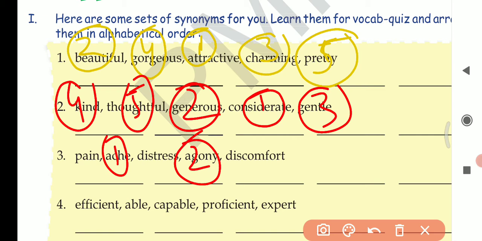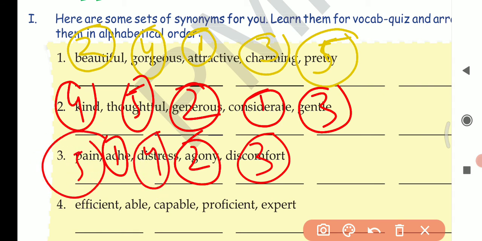Then we'll move to the fourth word. What is the fourth word? The fourth alphabet in distress is T and the fourth alphabet in discomfort is C. So what comes first, T or C? C comes first. So third will be discomfort and fourth will be distress. And at the end, pain.